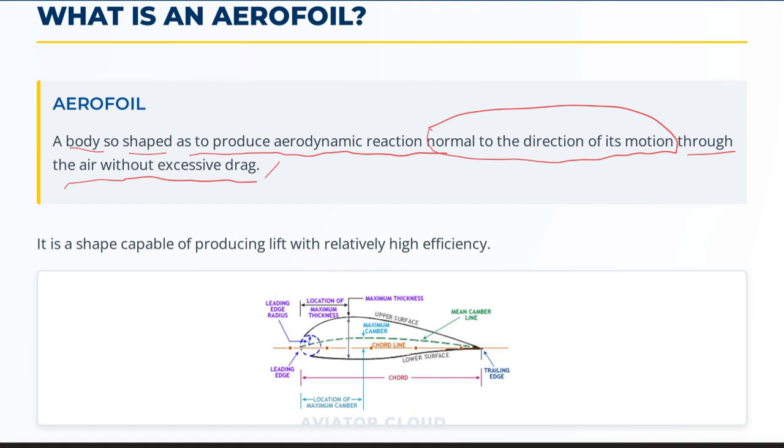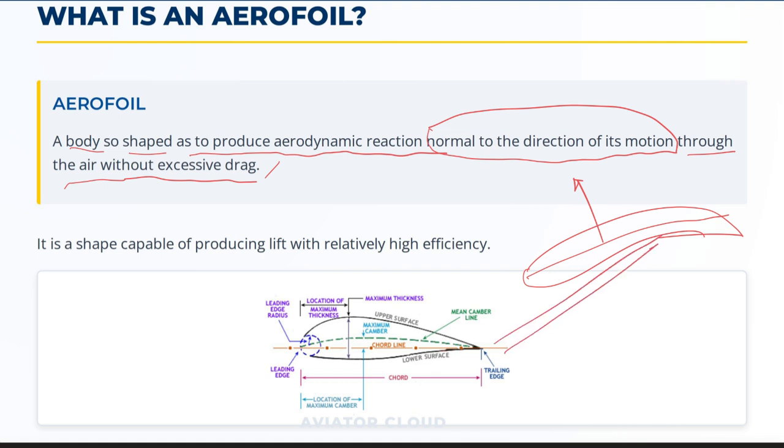So a body so shaped. So first it is a body so shaped to produce aerodynamic reaction. Let's say it produces aerodynamic reaction normal to the direction of the motion. So if the direction of the motion is like this, it will be normal to this, through the air without excessive drag. So this is the Chatur style, right?